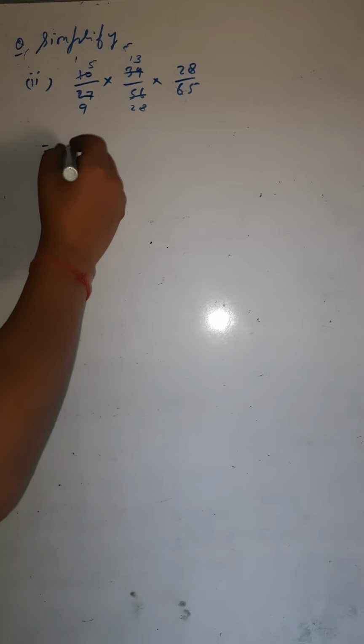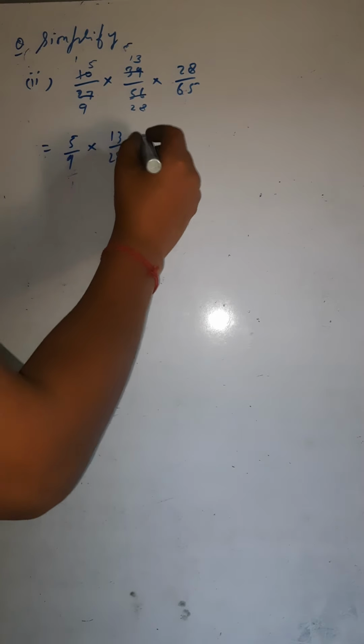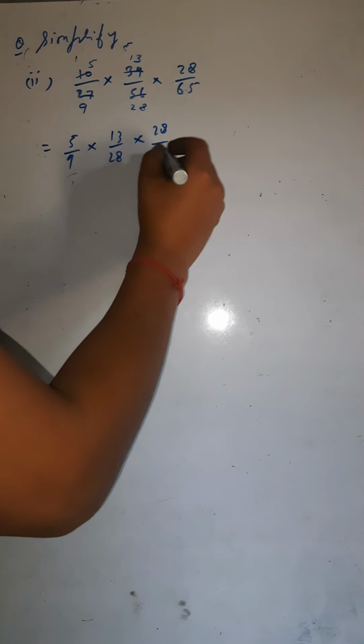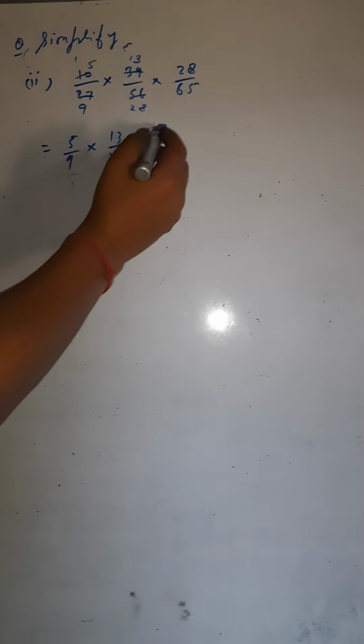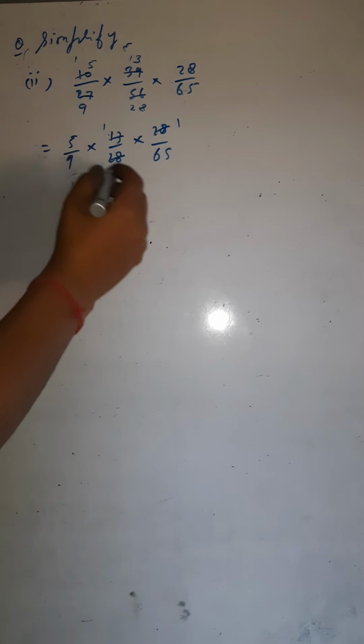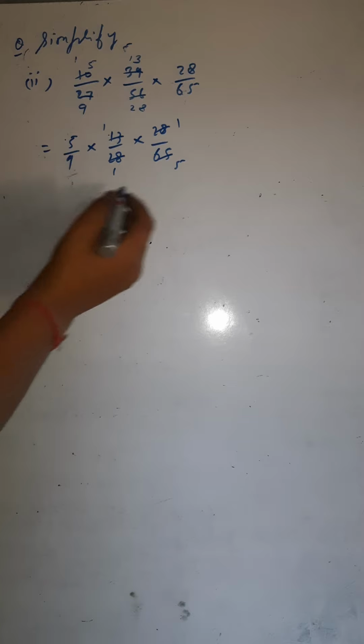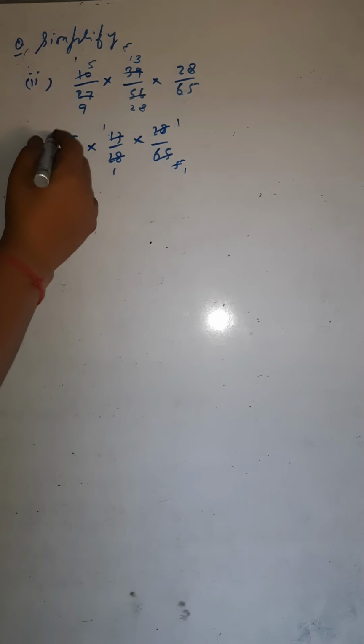Answer, you can see 5 by 9 left here. Here 13 by 28 left, and here 28 by 65. Now again, 28 one's are 28, you can cut. Here also 13 one's are 13 and 13 fives are 65. Getting or not? And here also this 5 and this 5 you can cut. 5 ones are 5.